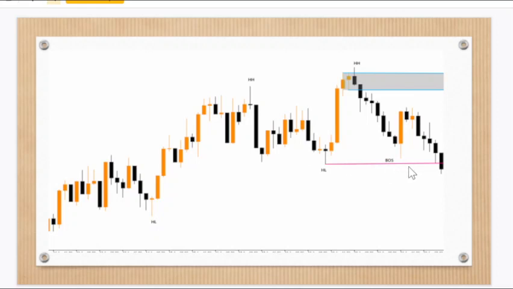I traded this trade and it gave me money. So what happened is that the market was moving in an uptrend like that. This is your high low, and this is your high, and this is your high low. And look what happened, guys. The market reached this zone, then it had to break.